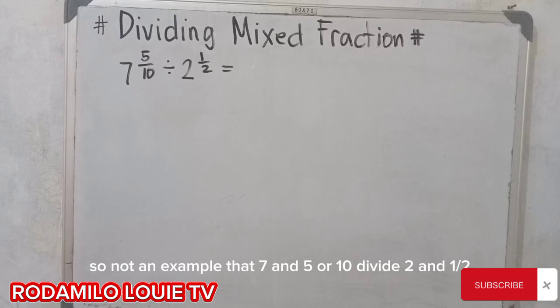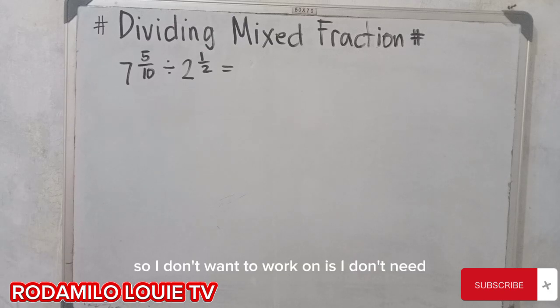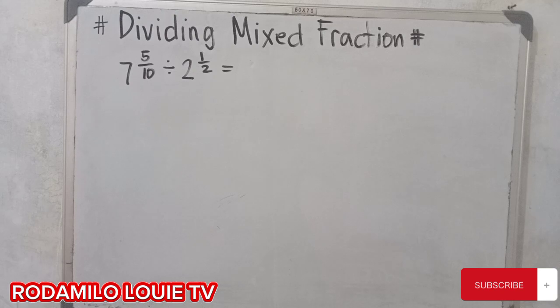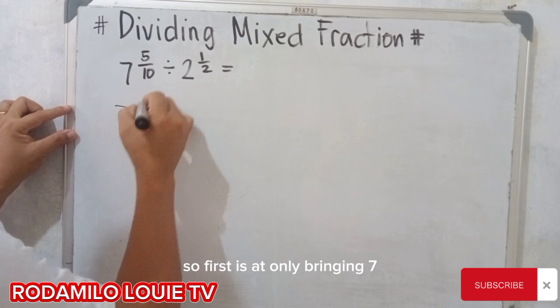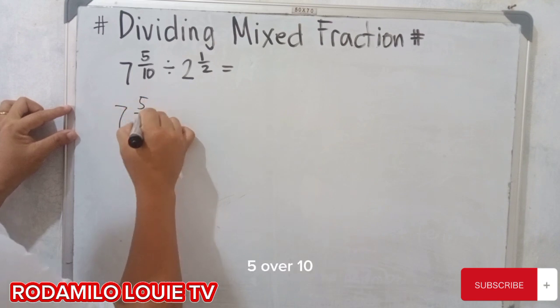So let's take an example: 7 and 5 over 10 divided by 2 and 1 half. The first thing we will do is rename the mixed fractions into improper fractions, before dividing. So first, we rename 7 and 5 over 10.